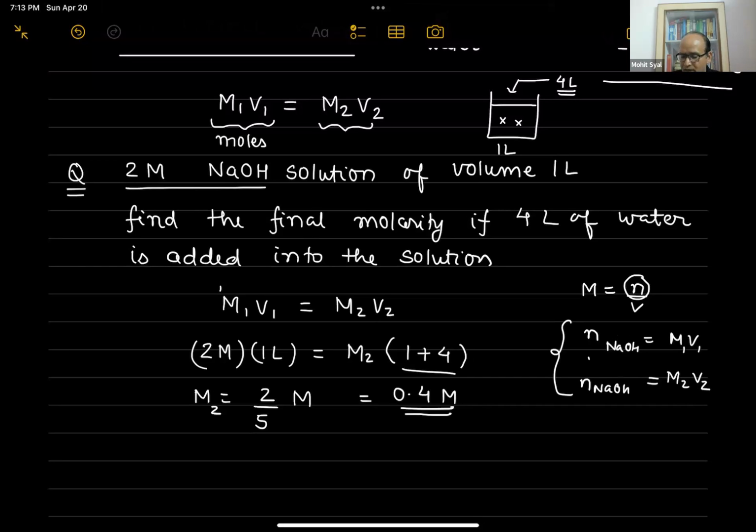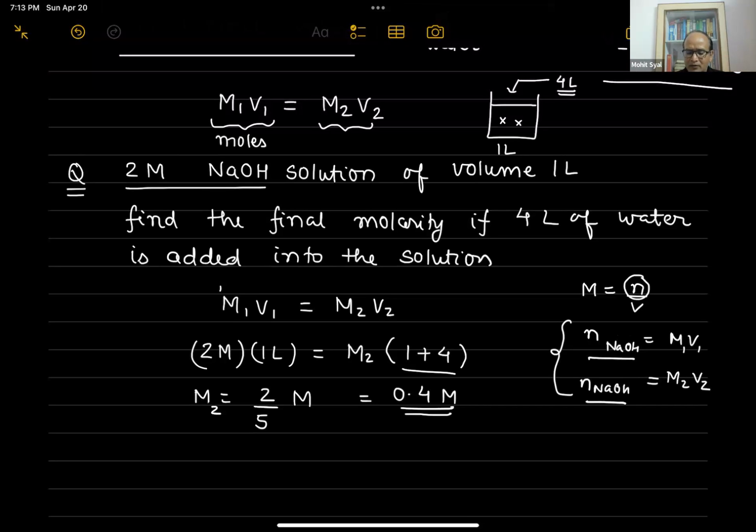So you can equate both of them, M1V1 equal to M2V2. Okay, so this formula is to be applied only when you have what? When you have water being added or removed from the solution. Got it?